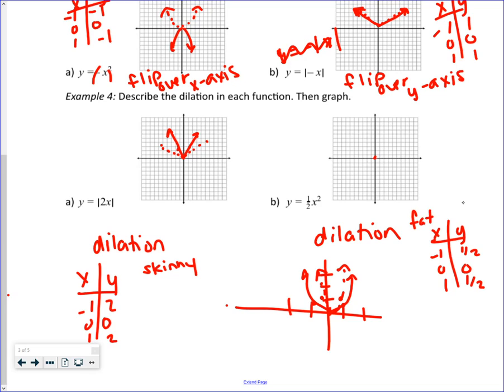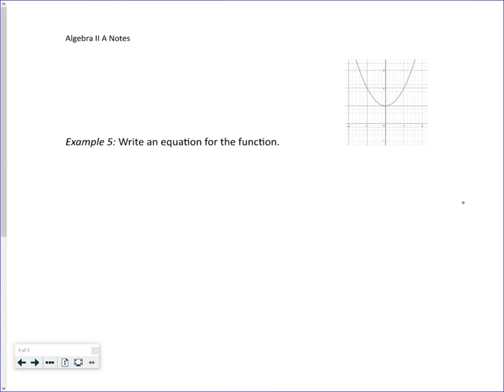Are you following this? We're going to get a lot faster eventually. All right, example 5, write an equation for the function. So first we have to decide what this is. What shape is this? A line, a U, or a V? A U. So what type of graph do I have? Constant, identity, quadratic, or absolute value? Quadratic. So I know that I'm going to start with y equals x squared.